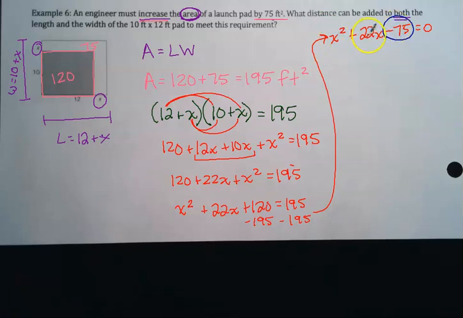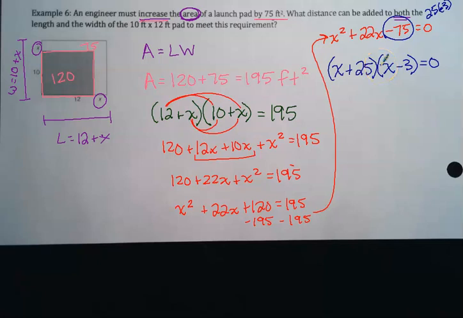factors of negative 75 that equal 22. So 25, right, times 3. Let's do a positive 25 and a negative 3, because when I add those, I'd get a positive 22. Okay, so since I don't have this term, remember I just get to say, well, x plus 25 times the quantity x minus 3 equals 0. Right, because I don't have an a term, I just put an x at the beginning of each of those.